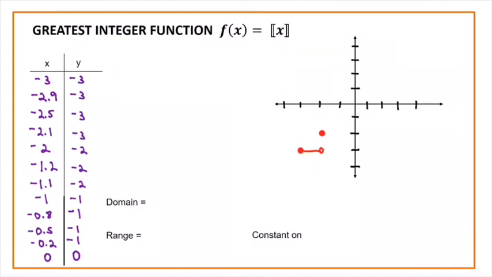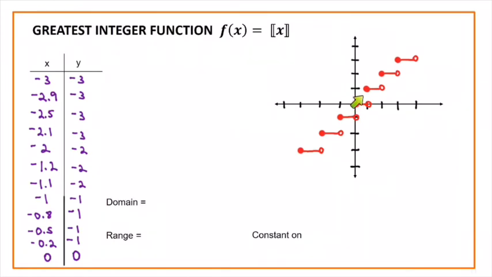So this is telling you that as long as the x value is -2.1, -2.05, -2.0003, as close as you can get to -2, the y value will stay -3. But as soon as you get to x equals -2, the graph's going to jump. And then it's going to remain constant at y equals -2 until you get to x equals -1, and then it's going to jump again. And it's going to keep doing that.